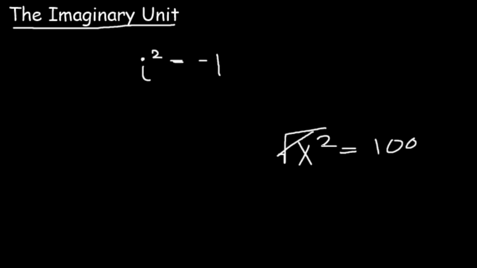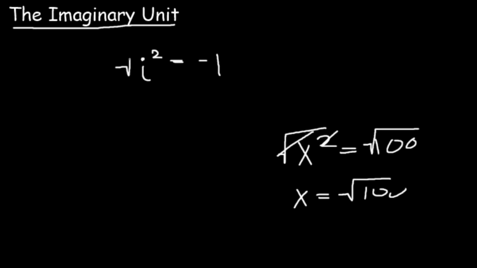The number i is what we know as the imaginary unit. What we know about i is when it's squared, it is equal to -1. And anytime something is squared, it's equal to, let's say, 100. If you square root both sides, you know what it is by itself. It's just going to equal the square root of 100.